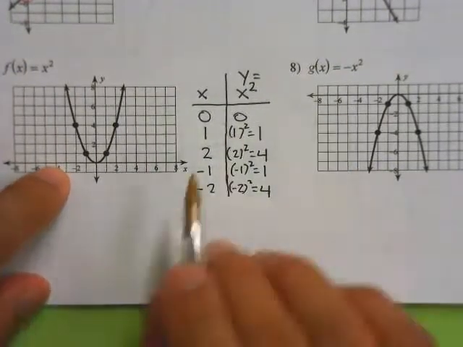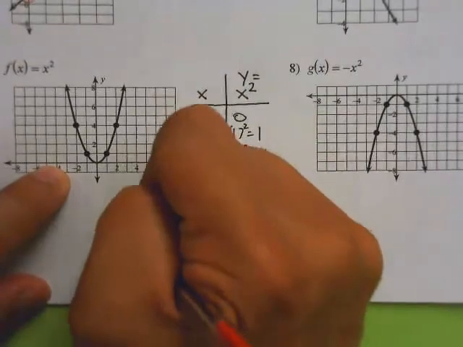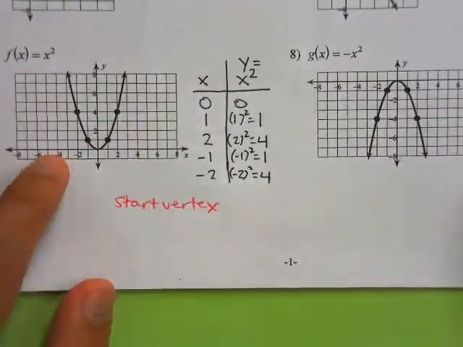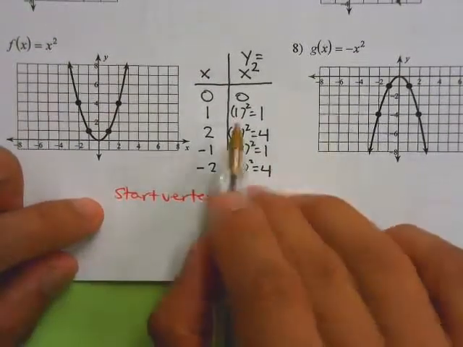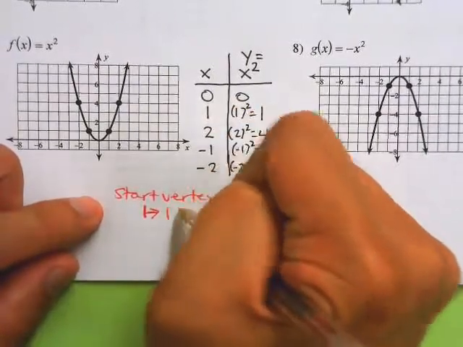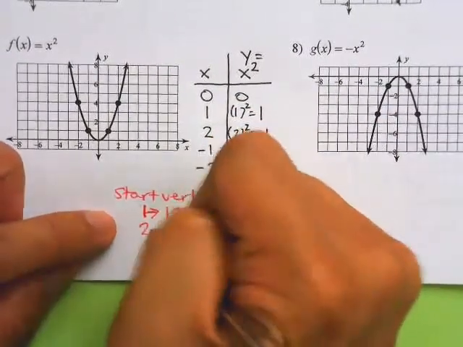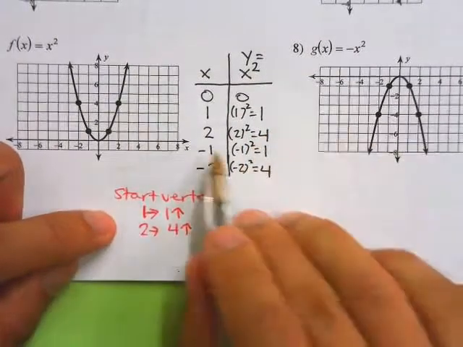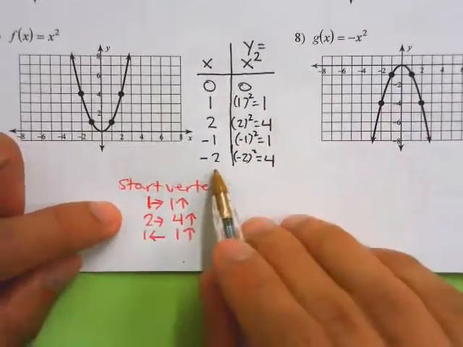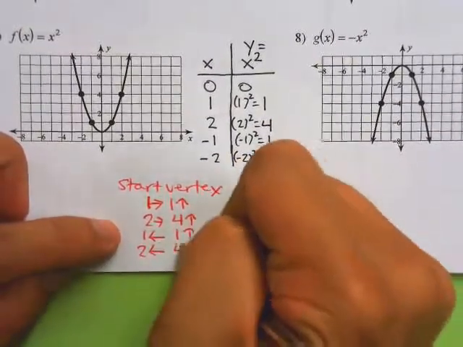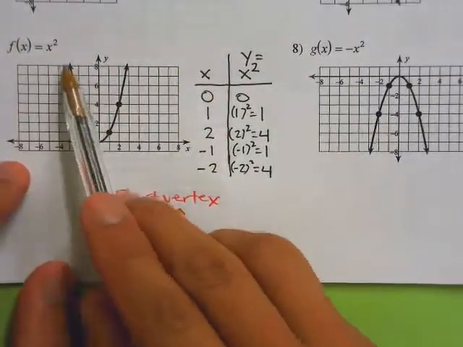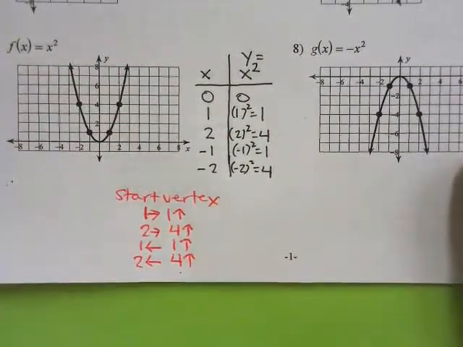So what that means is you're going to start on the vertex, wherever that is, and then you're going to go 1 to the right, 1 up, 2 to the right, 4 up, 1 to the left, 1 up, 2 to the left, 4 up. It's a face-up parabola because your a value is positive, so it should be looking like a U shape.